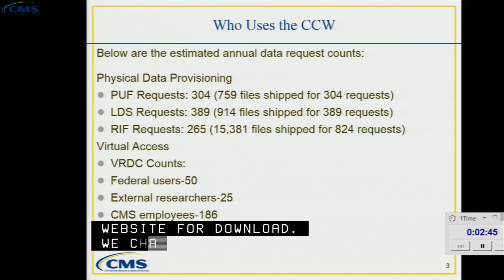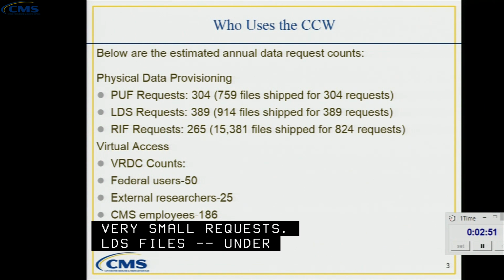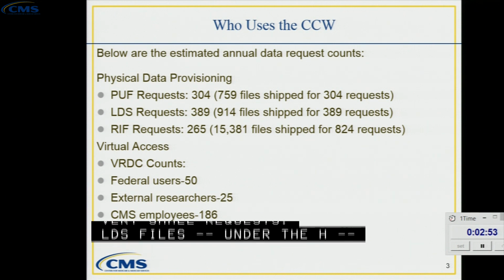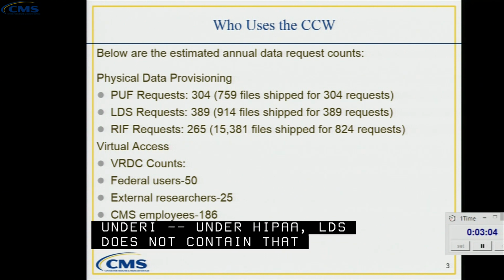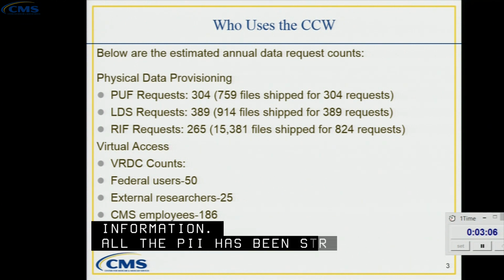LDS files. Remember, under HIPAA, there are 2 standards for identifiable data. One is RIF and one is LDS. RIF contains direct PII identifiers, so something like a social security number, name, email address, that sort of thing. LDS doesn't contain that information. All the PII has been stripped off, but you could still probably use the data to identify somebody if you worked hard enough and had a third-party source.